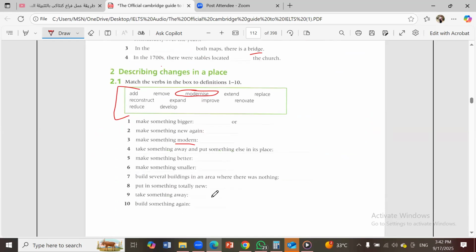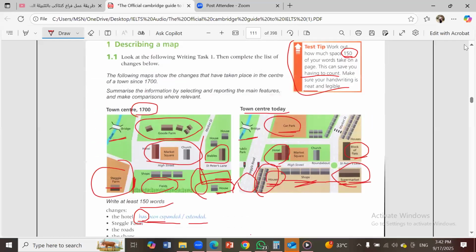Okay, take something away. Remove. What is removed? I think Stigl Farm was removed. Stigl farm, yeah, the first farm on the left bottom of the map was removed. The stables and houses. Is widened. What else?